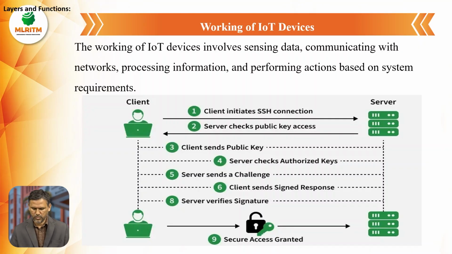Here, client and server, you can observe. The client initiates the SSH connection from the client to the server. Second, the acknowledgement is sent from the server to the client. Third, sending the public key. Fourth, checking the authentication. Fifth, the server sends the challenge. Next, the client sends the response. Next, the server verifies the signature. Like this, we provide the security system between the server and the client.